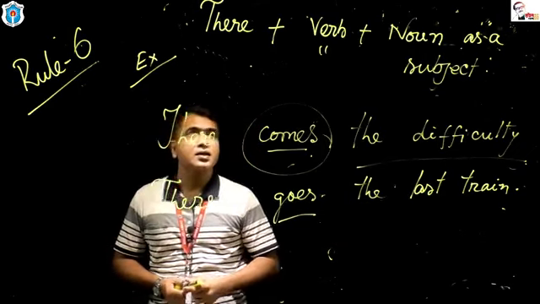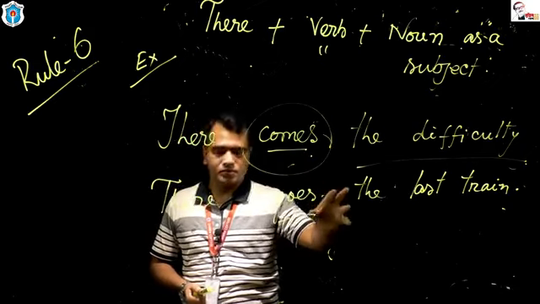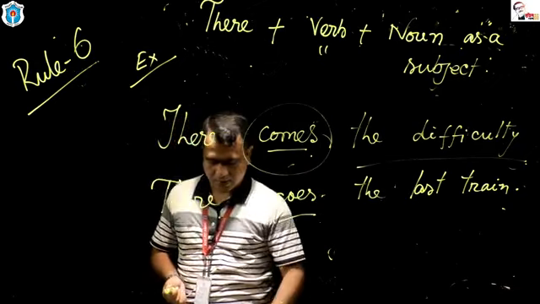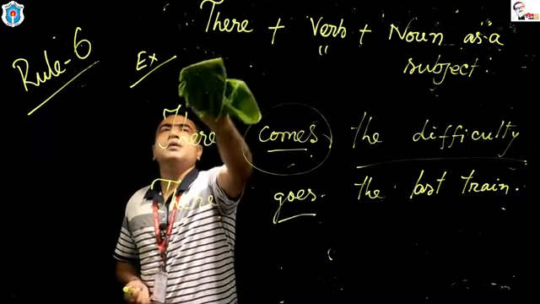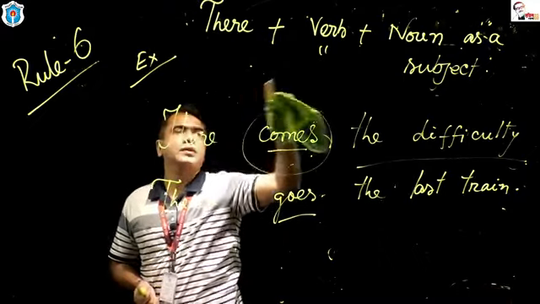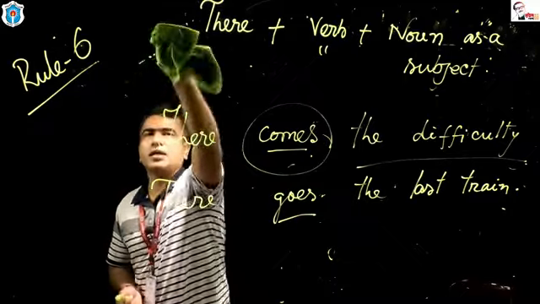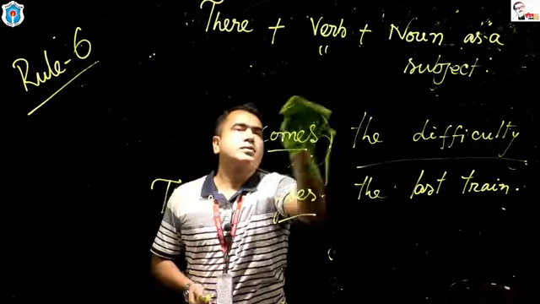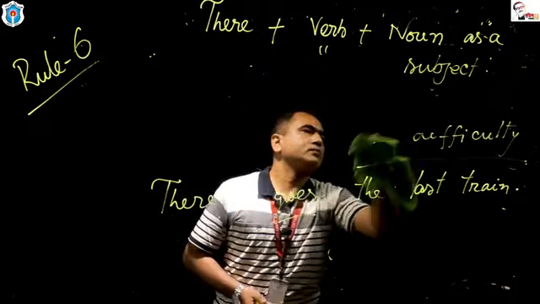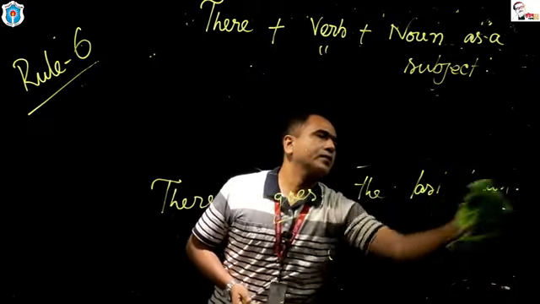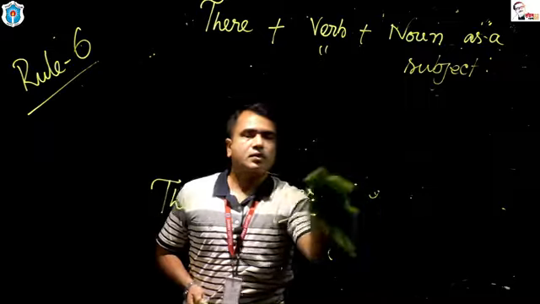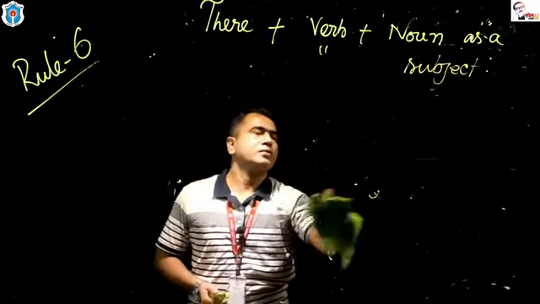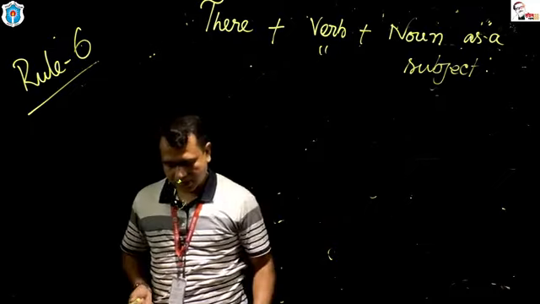So we see, if we use the verbs come, go, live, remain, then we should have a subject as a noun, not as a pronoun. It should be remembered that the above mentioned verbs will follow a noun as a subject.